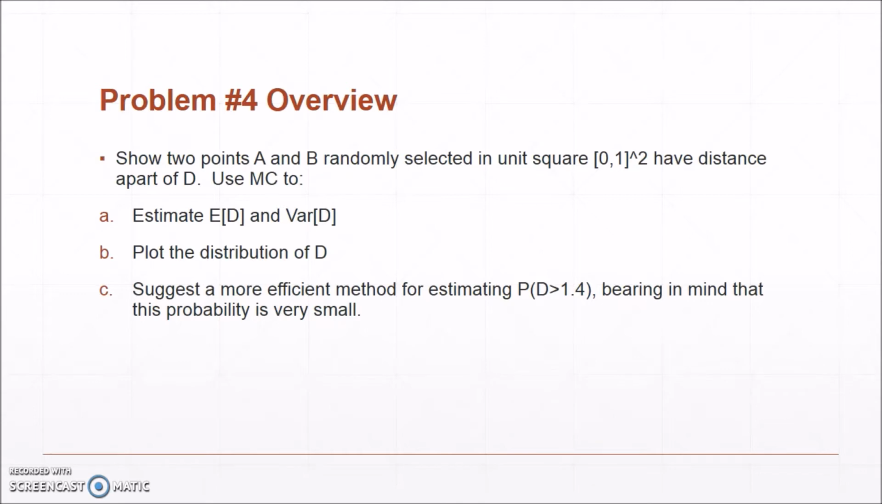And so then part C is to suggest a more efficient method for estimating the probability of D being greater than 1.4. And the reason why we're doing this is because using Monte Carlo, it's such a small probability that it would be really ineffective, because you would need way too many iterations to even get close. So it's just super improbable.